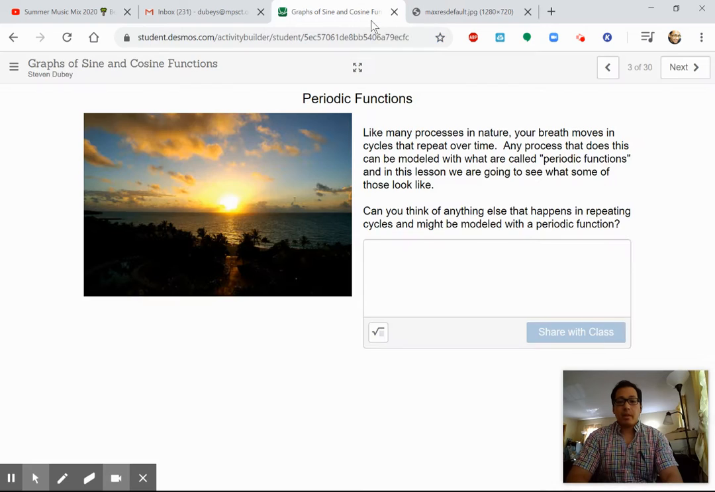Okay, I'm not going to put anything in here because I'm more curious to see what you came up with. There are a lot of things in nature and in our lives every day that happen in these cycles and repeat over time. What's great about the topic we're talking about today is that any of those processes, if we were going to model them mathematically, we would use one of these functions that we're going to talk about today.